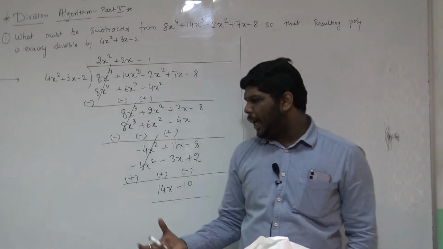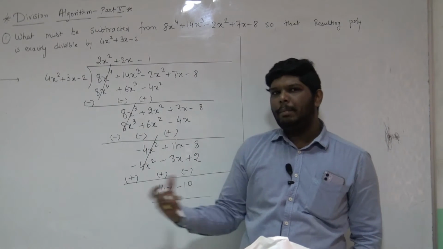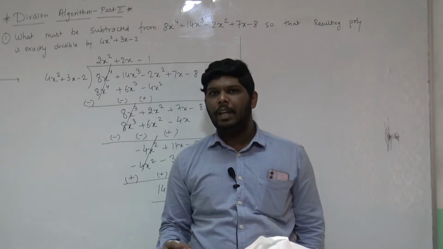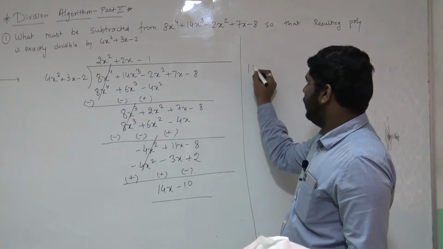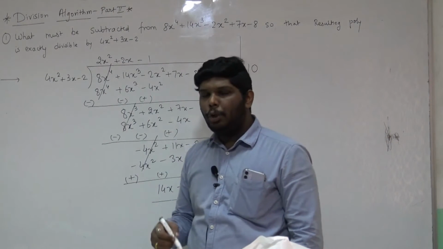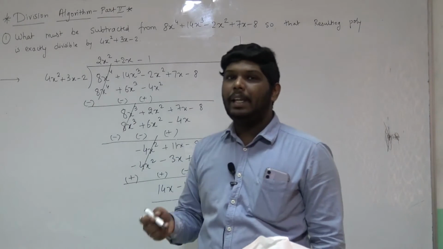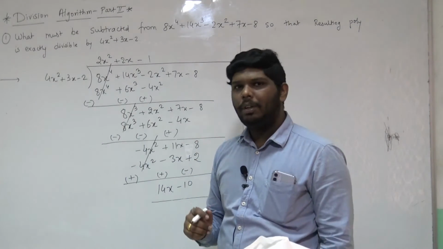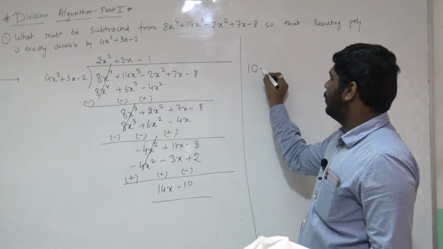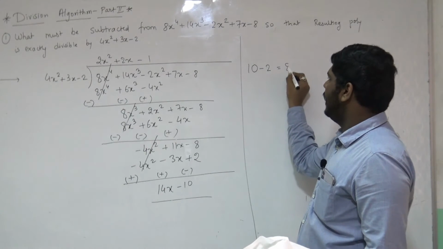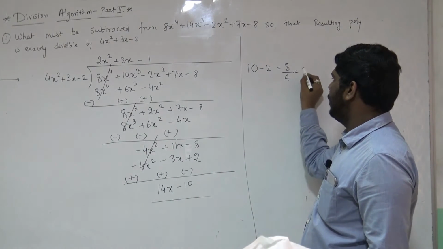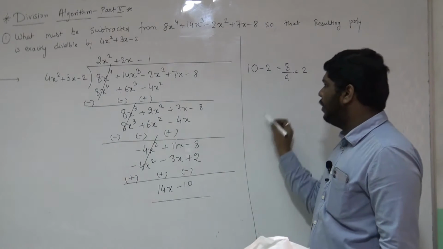Okay, so if I remove something extra, obviously the remaining quantity will be exactly divisible. If I ask you from 10, what should be subtracted so that the number will be exactly divisible by 4? What will you say? Sir, I will subtract 2 so that the number is 8 and that is exactly divisible by 4.